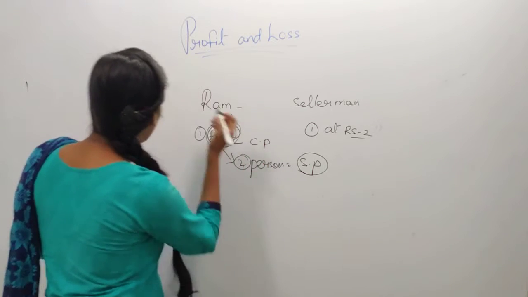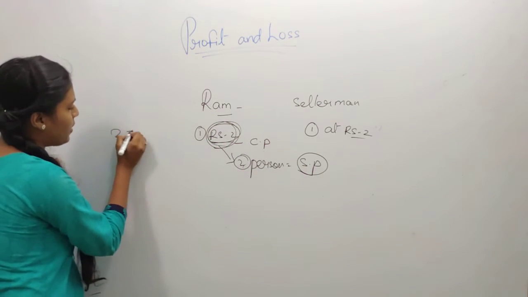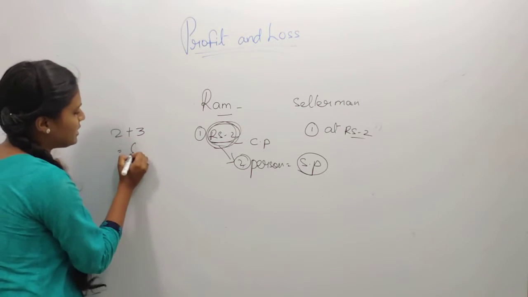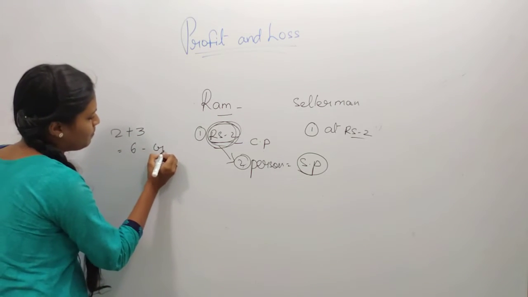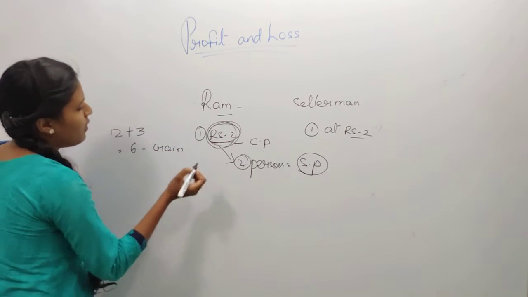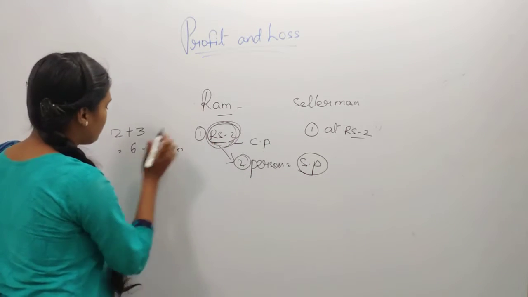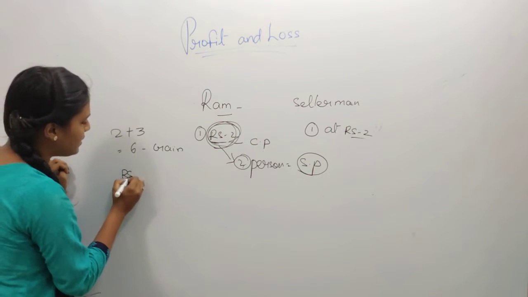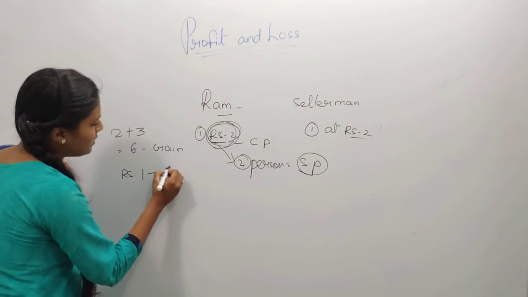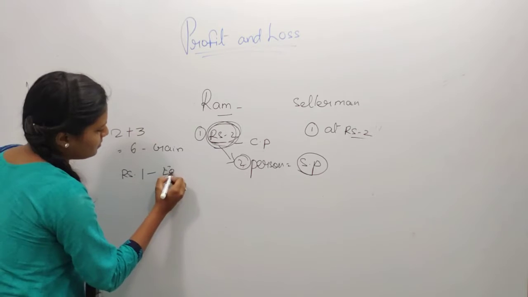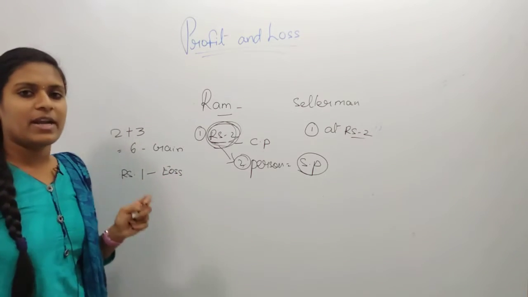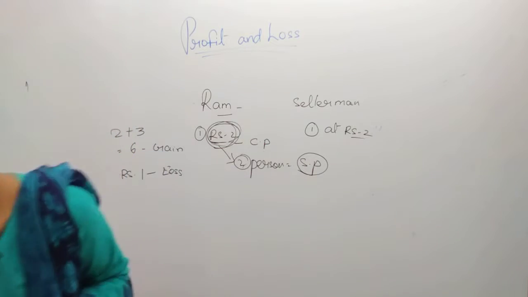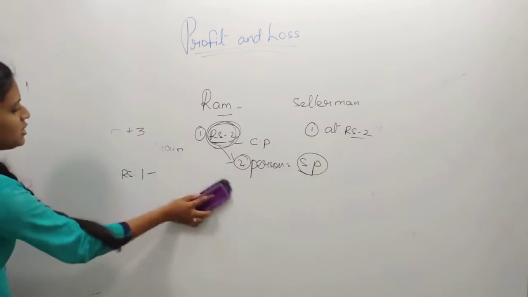At which rate? He bought it at rupees 2 and he added some amount, plus 3, means how much? 5 rupees, means it is gain. Or he bought the pen at rupees 2 and he sold it to another person at rupees 1, then it is called loss. Based upon this, there are very different formulas used in this chapter. Let's see what are the formulas used in this chapter.